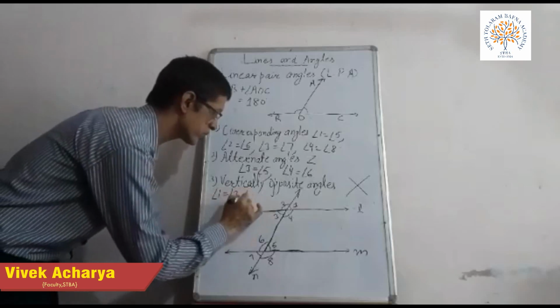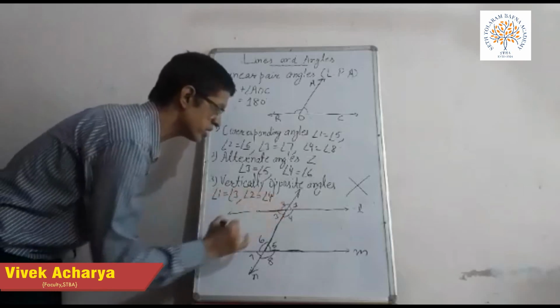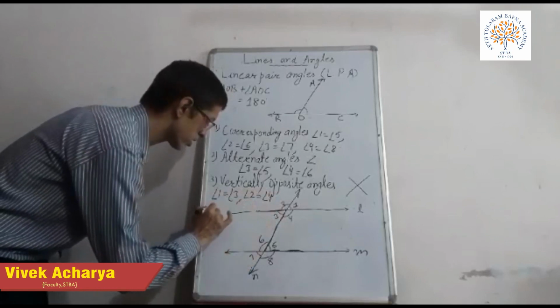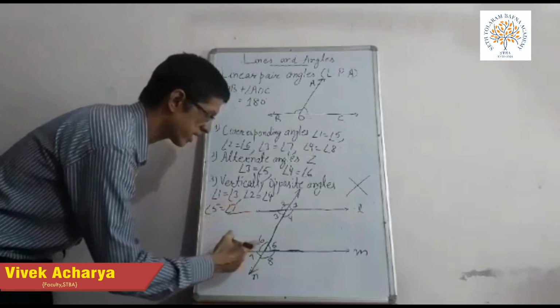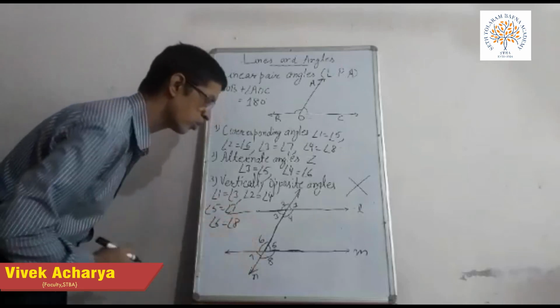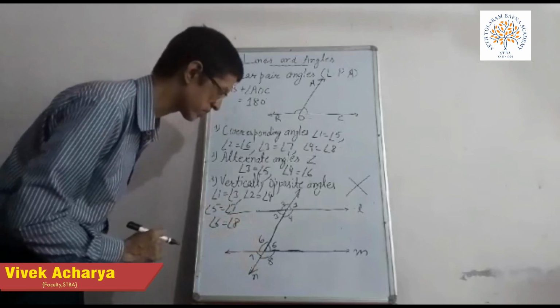Similarly, angle 2 is equal to angle 4. They are also vertically opposite. Similarly, angle 5 is equal to angle 7. These are also vertically opposite. And lastly, angle 6 is equal to angle 8. These are also vertically opposite angles.